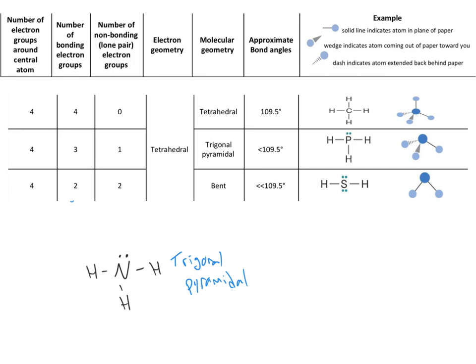Another example of a bent molecule with an electron domain geometry of tetrahedral is going to be water. There's our Lewis structure for H2O. 1, 2, 3, 4 electron domains for a tetrahedral electron domain geometry, but 1, 2 of those are bonding, 2 are non-bonding lone pairs, and so we end up with a bent molecular geometry with angles that are less than 109.5 and even less than they would be in a trigonal pyramidal coordination.